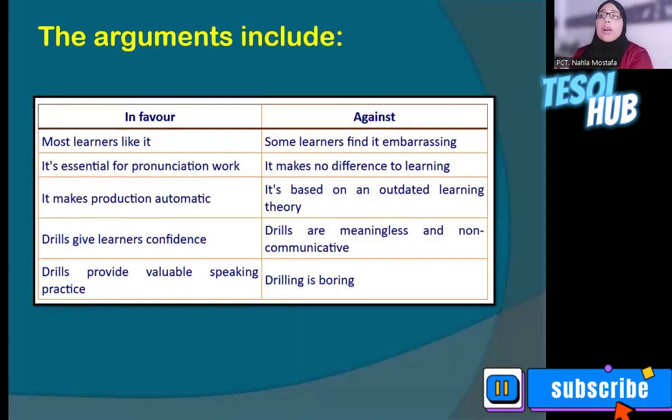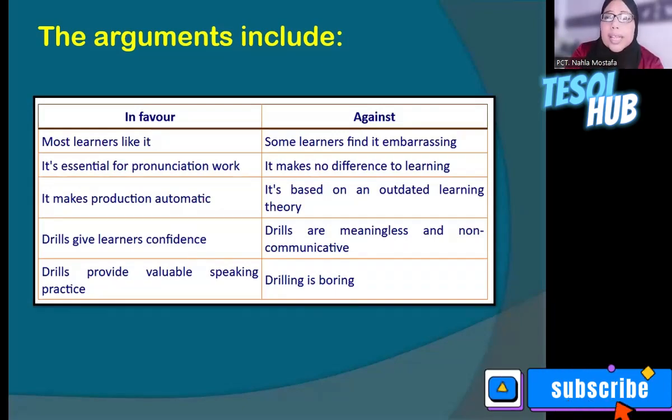So for those people who are with, they said that most learners like drilling, and they said that this is essential for the pronunciation work. So it means it improves the students' pronunciation, and the teacher makes sure that the students got the correct pronunciation or the intonation, and it makes production automatic. Like when they drill a lot, they remember the structure of the sentence and they can produce the same sentence later on when they are speaking. And drill gives learners confidence. So it means they have self-confidence because they know well what they would say, and it provides valuable speaking practice.